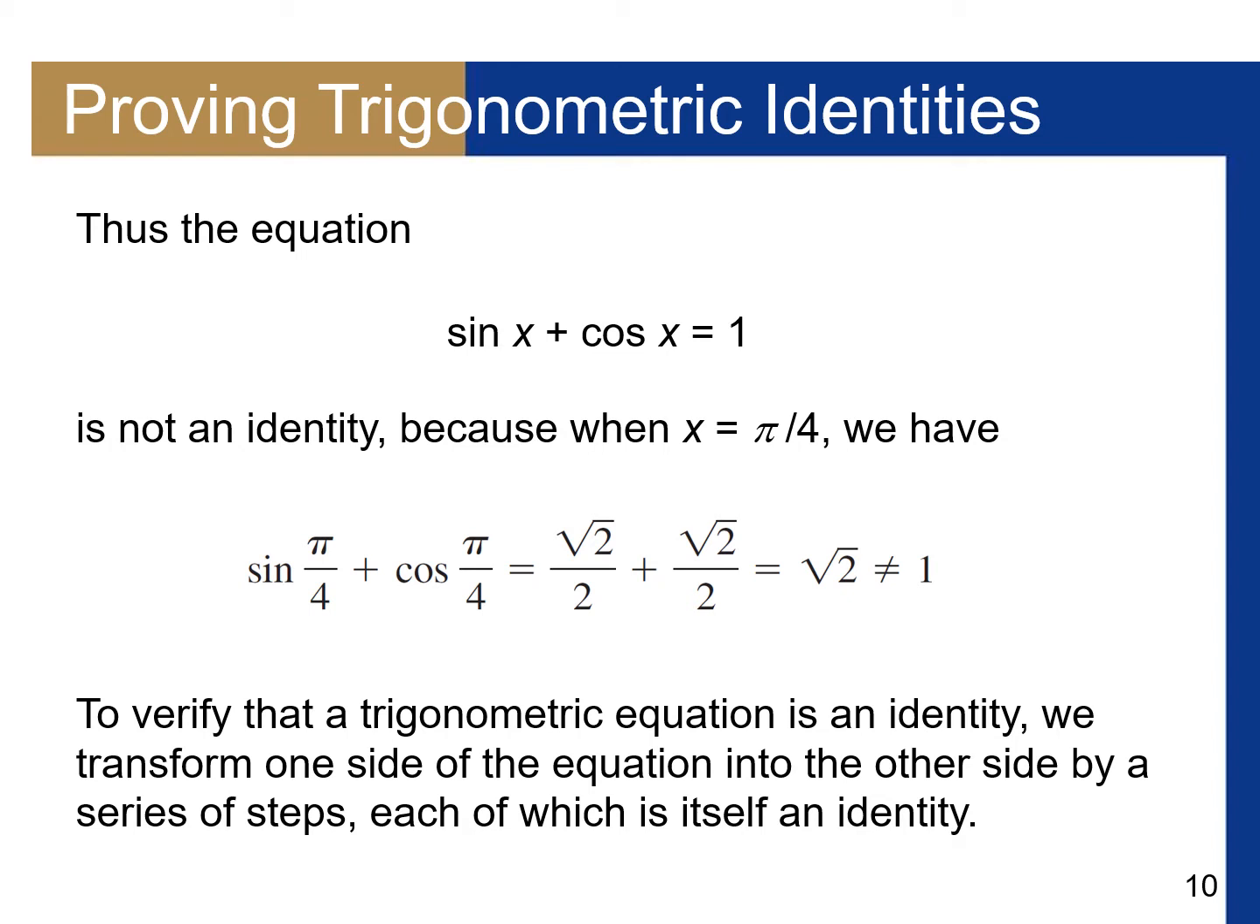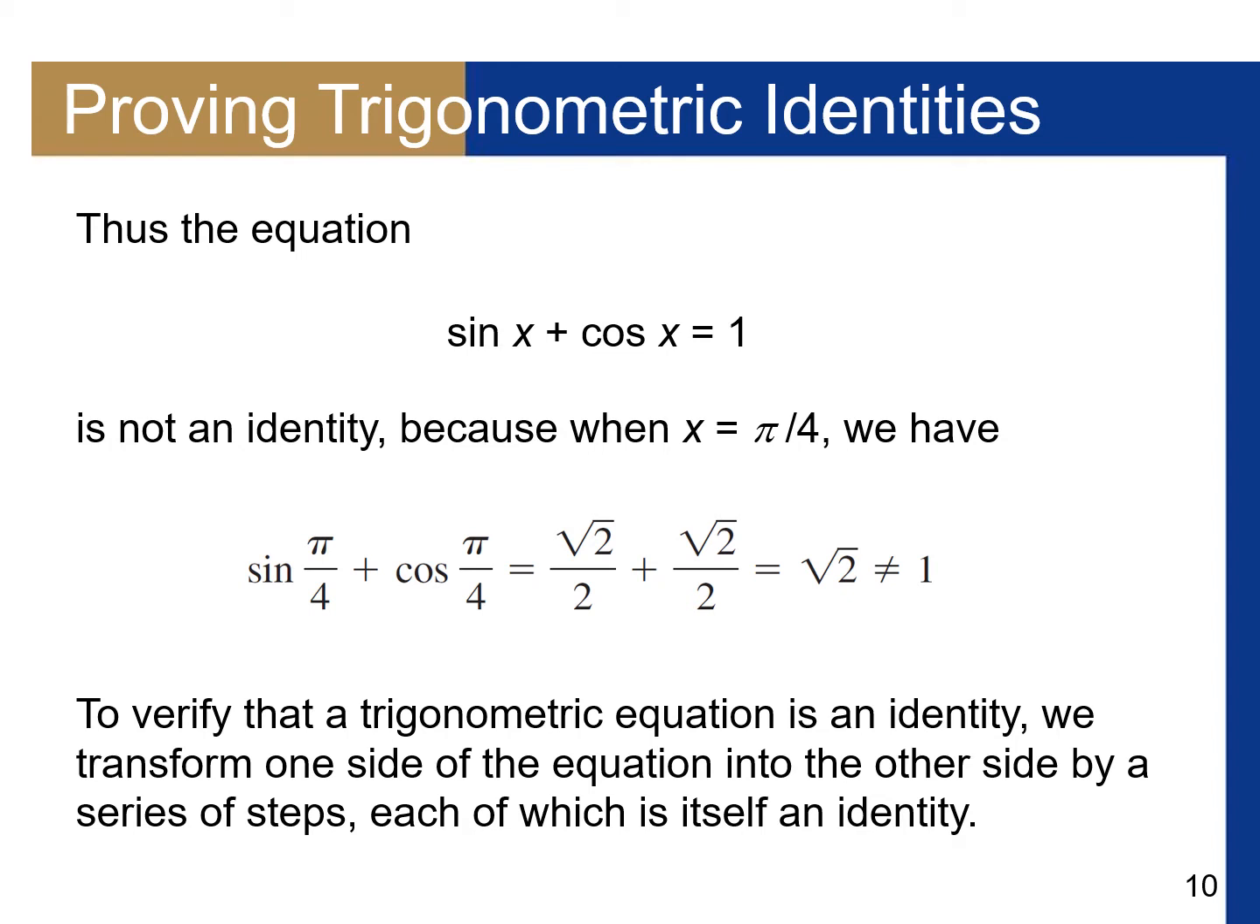So in sine x plus cosine x equals 1, this is not an identity. We see that if I plug in pi over 4, I am not going to get one side equal to the other. So we have to verify that an equation is an identity first, and the only way we can verify that is if we make one side equal to the other side.